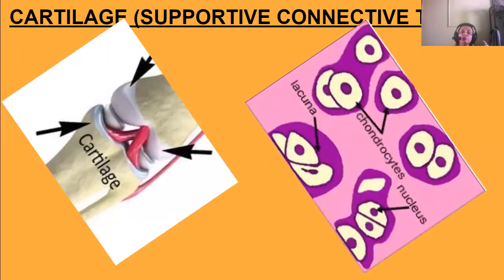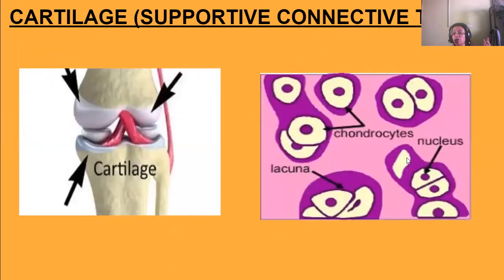Next, how do the cartilage cells look? See, these are the chondrocytes, the cartilage cells. This is the matrix present, which contains the proteins. There's a lacuna where these chondrocytes are arranged. The dark violet colored part in between the white patch is the nucleus of the cartilage cells.